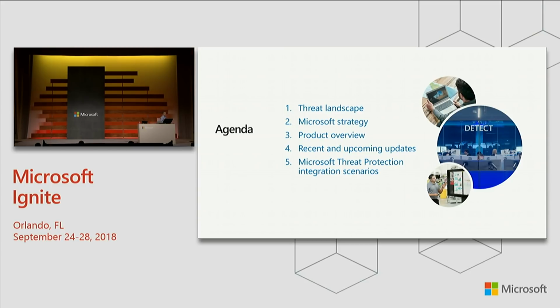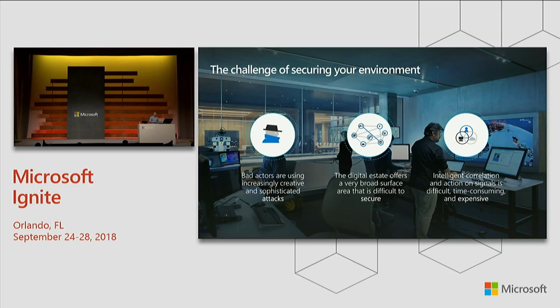We'll cover new updates. And then we're going to talk about something that's really interesting, which is the power of the Microsoft Threat Protection Stack, which is when you use something like Windows Defender ATP and Azure ATP and CASB and some of these other great products. Together, you get experiences that you probably can't find in other products in the marketplace. So with that said, let's talk briefly about the threat landscape.